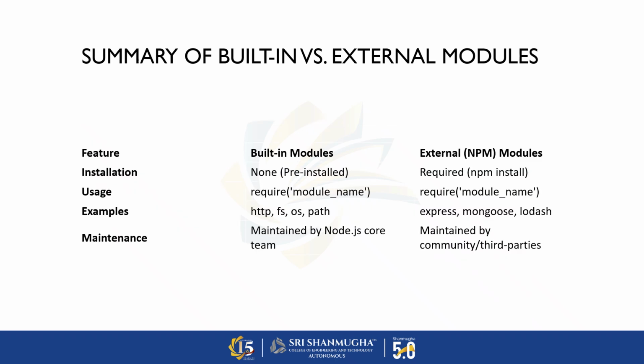Summary of built-in and external modules. Built-in modules are pre-installed, whereas external modules need to be installed using the command npm install, and both kinds of modules are imported using the require method only. Built-in modules we have like HTTP, FS, OS, and path, whereas some external module names are Express and Mongoose. The built-in modules are maintained by the Node.js core team, and the external modules are maintained by community members.